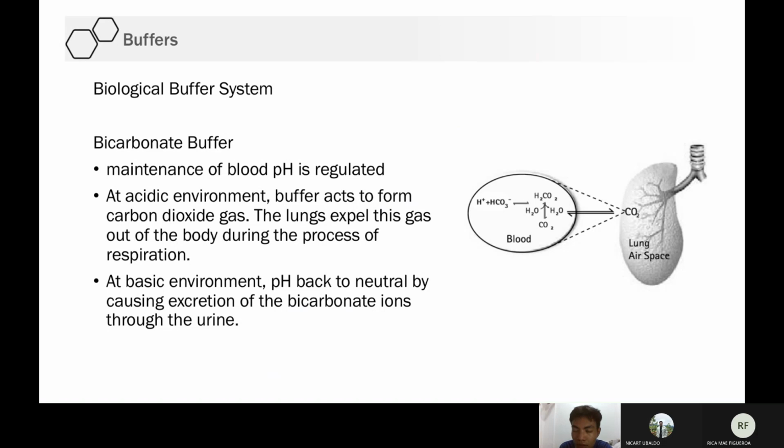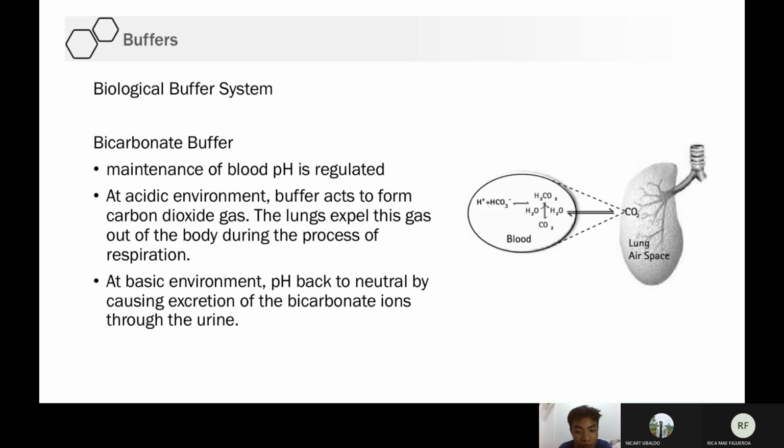No? Okay, so at acidic environment, the buffer will expel the carbon dioxide, no? So that means mag-exhale tayo. So yun yung nangyayari sa ating katawan. So kapag nagbe-build up na yung carbon dioxide sa ating body, our blood becomes acidic, no? So for the body to keep the pH high, para hindi siya maging acidic, ang gagawin niya ay i-expel yung carbon dioxide through the alveoli, no? And then palabas ng body, no? By respiration.